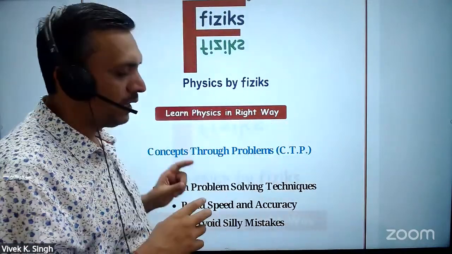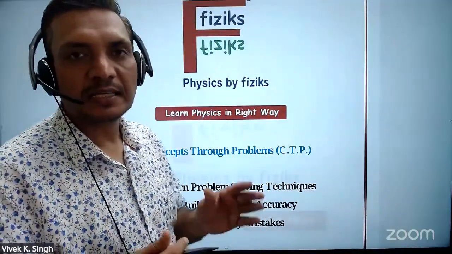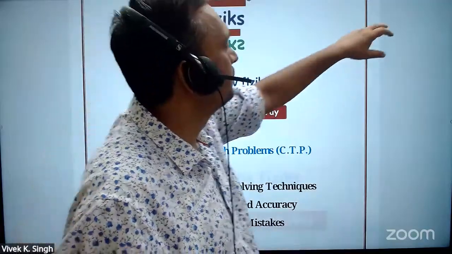And in this C.T.P series, we are going to take questions related with Laplace and Poisson's equation. That will be the part of electrostatics. So we were discussing the electrostatics part. So next topic is Laplace and Poisson's equation. So we will see which type of questions may be asked related with this particular problem.